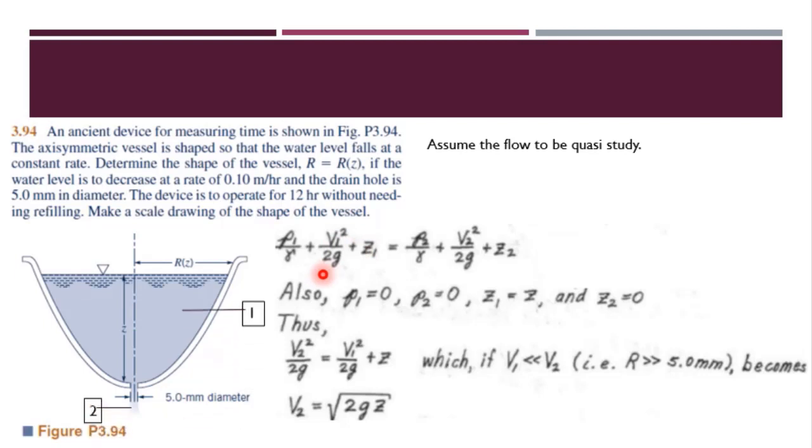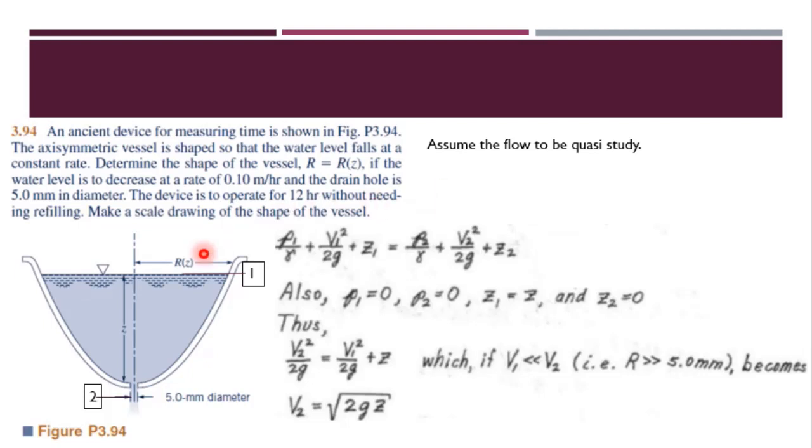So we take 2 points, one at the surface and the other one at this outlet, which is 5.0 millimeter in diameter, and apply Bernoulli equation between these two. Remember, we assume the flow to be quasi-steady. This means that this is really not a steady flow, but we assume it to be steady flow. To apply Bernoulli equation, this is a must, because we cannot apply Bernoulli equation to an unsteady situation. So we are assuming this to be steady.